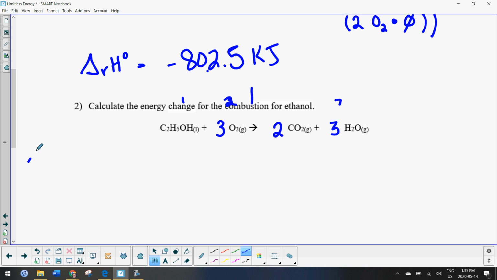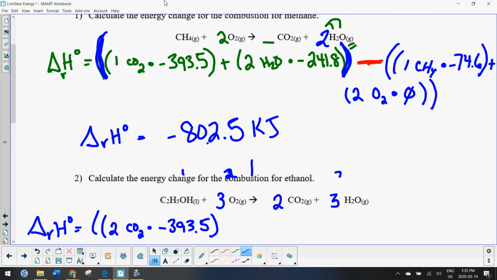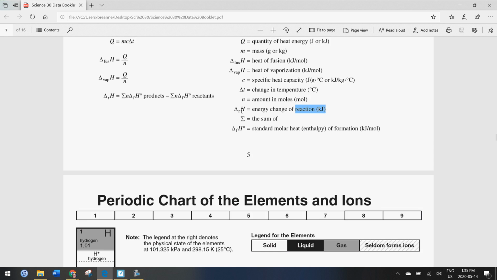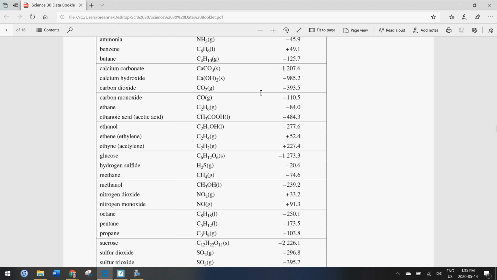So my heat of reaction, or my heat of combustion, bracket, always start with your reactants. So I have 2 CO2s, so 2 CO2s times negative 393.5. How do I know that? Because you work with these so much. I know it from up here, or you can use your data booklet, and it'll tell you right here, negative 393.5.